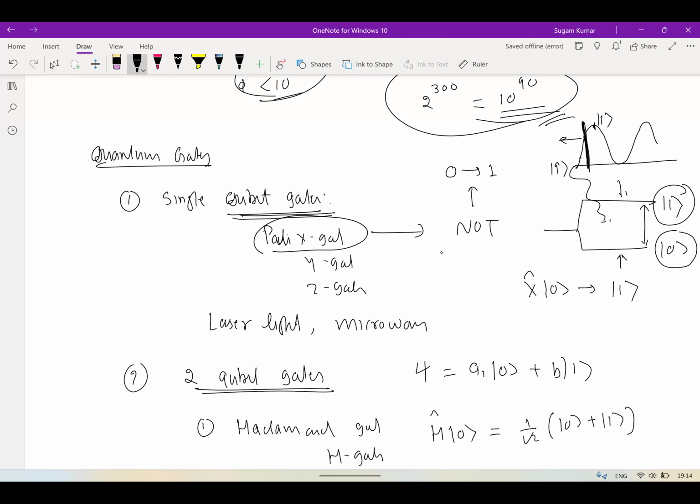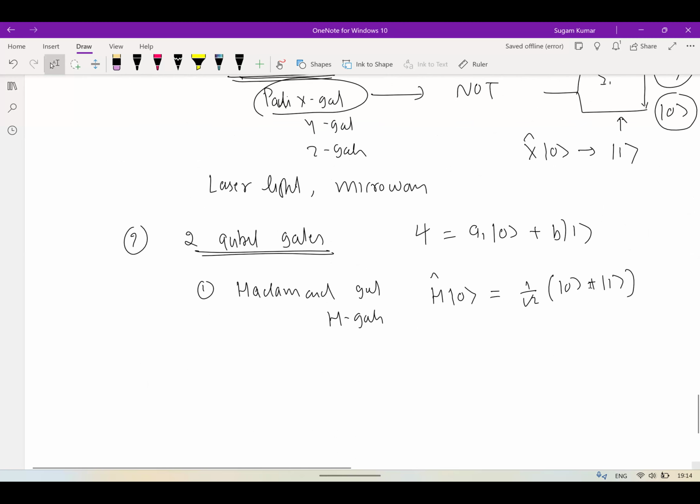So if I shine the photon for a shorter time, and I will tell you how much time it is, that is called the pi/2 pulse. If I shine the pi/2 pulse, then I can create a superposition state. We need this superposition state because this is going to give the quantum supremacy. The gate which does this is called the Hadamard gate. And how do we do it? By shining photons or microwaves for a pi/2 time.